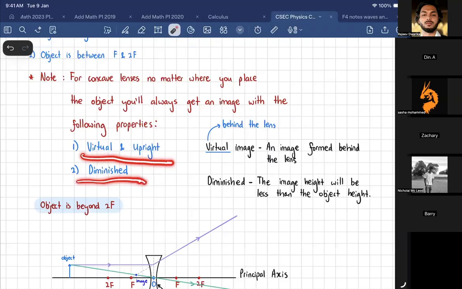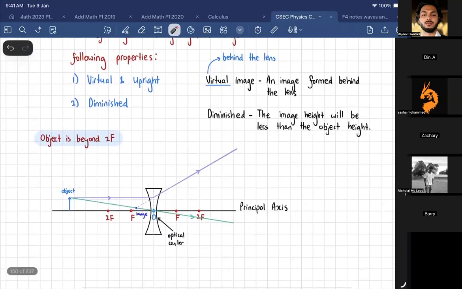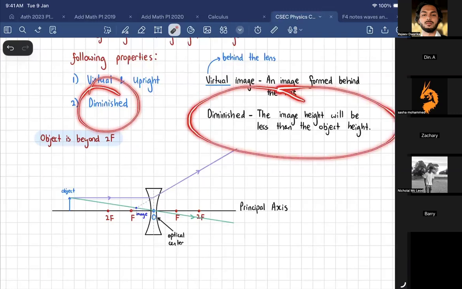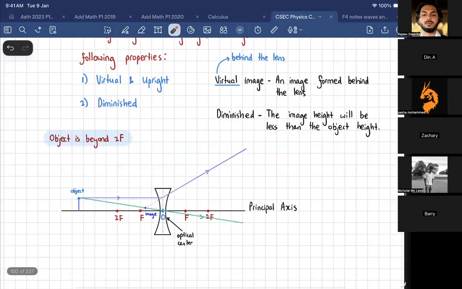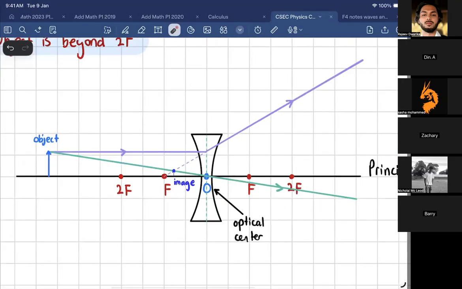So let me try to understand that. First of all, this image, is it forming behind the lens or after the lens? Where's the image forming? Behind the lens. Right. So it's a virtual image. Check. Is it upright? Yes, it's upright. Check. Diminished just means the image height will be less than the object height. Is it smaller? Yes. Great.